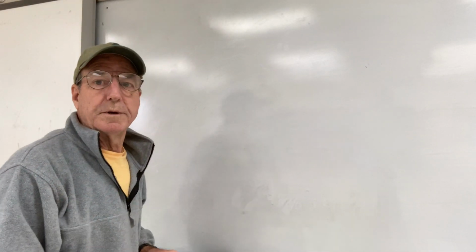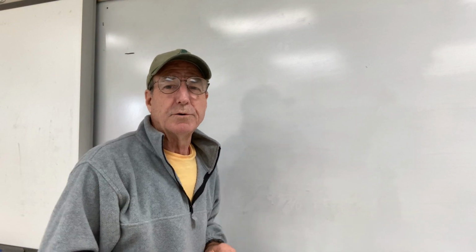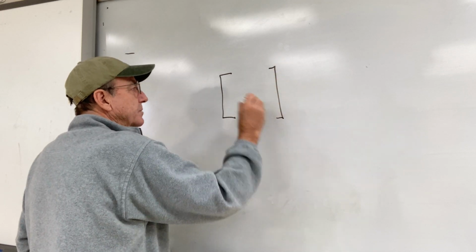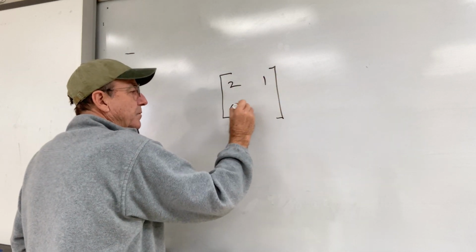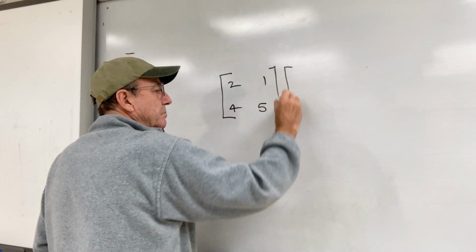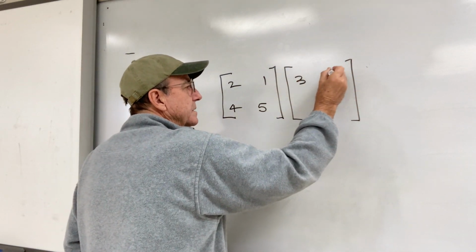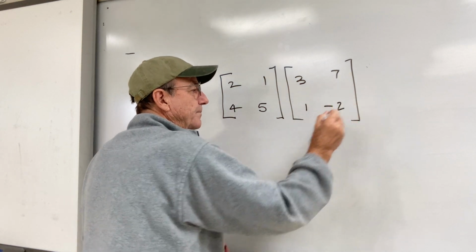Okay, this is a short piece on multiplying two matrices. So let's suppose we have a matrix with 2, 1, 4, and 5, and we're going to multiply it with a matrix of 3, 7, 1, and -2.